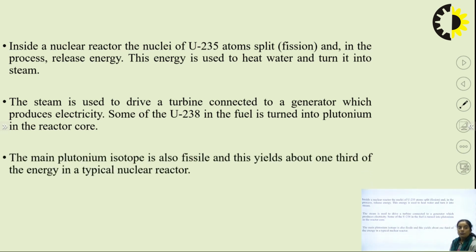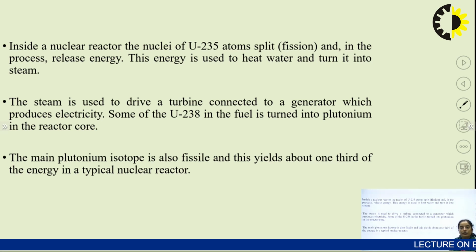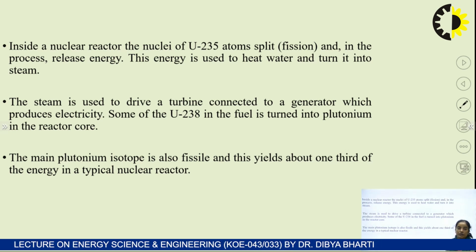The main plutonium isotope is also fissile, and this yields about 1/3 of the energy in a typical nuclear reactor. So once the fission process takes place through the plutonium nuclei also, it will yield 1/3 of the total energy within the nuclear reactor.